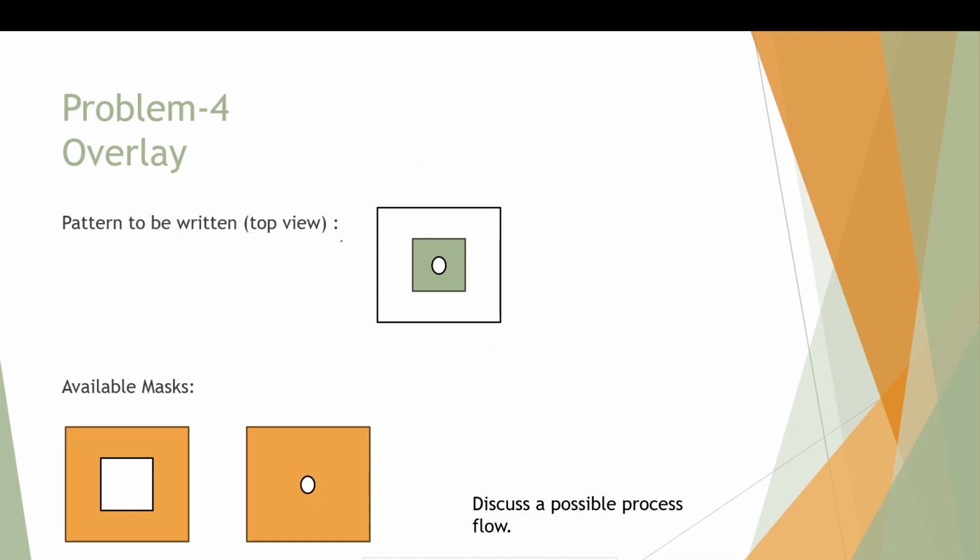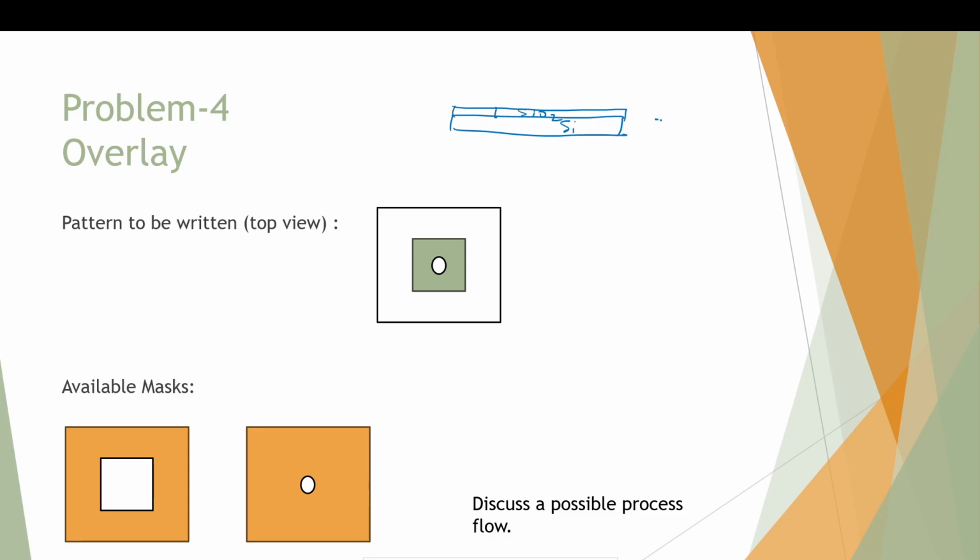So, okay, the next problem is interesting. Now we have to write this pattern on a wafer. The pattern to be written, the top view I am showing. Imagine this is a wafer. For some reason I drew it as square, but it's just a wafer. The white region is a silicon wafer. The stack is like this: a silicon wafer that I want to pattern.